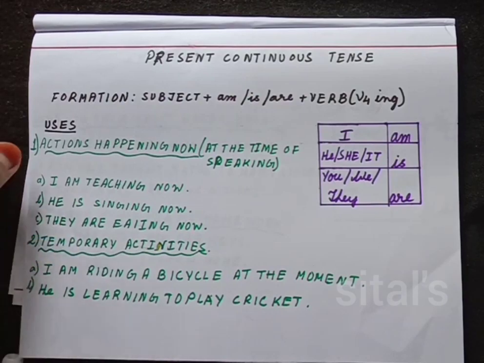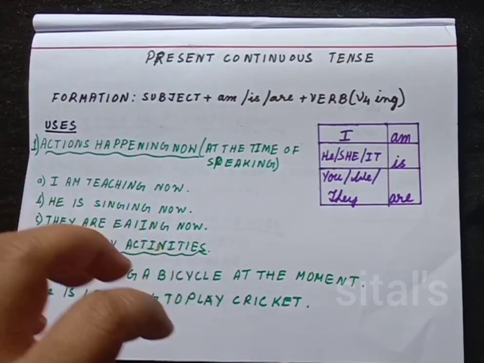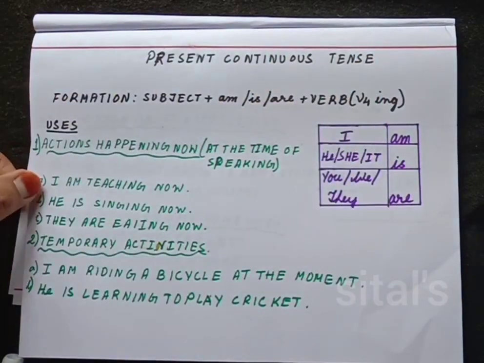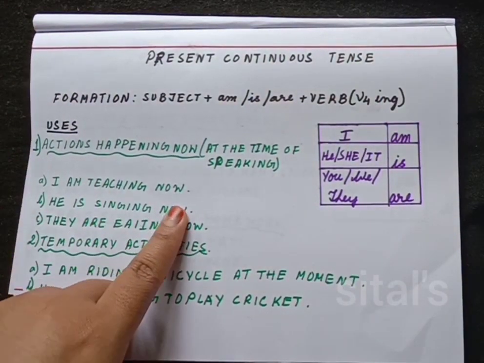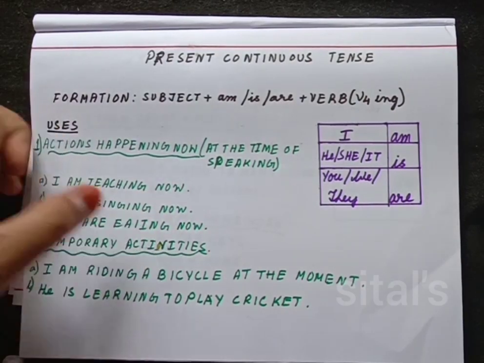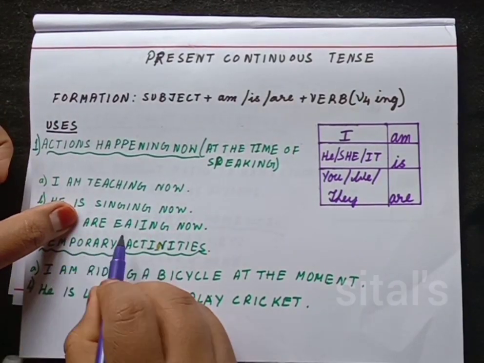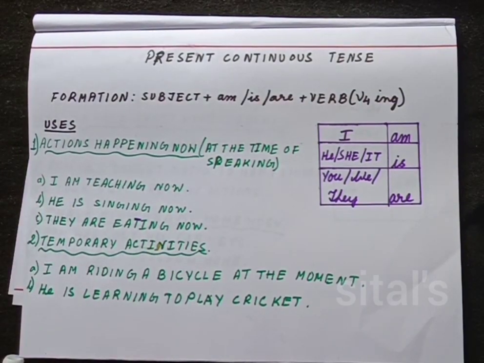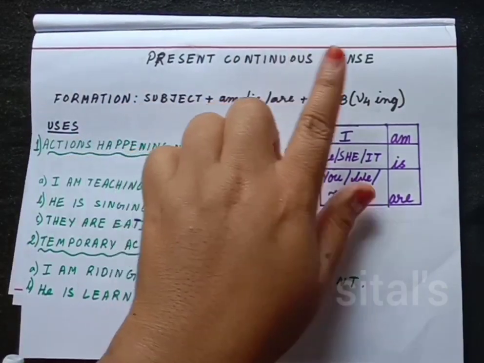Okay, so for actions happening now at the time of speaking, we use present continuous tense. Okay, so I am teaching now. He is singing now. They are eating. Okay, so for actions happening at the time of speaking, we use the present continuous tense.